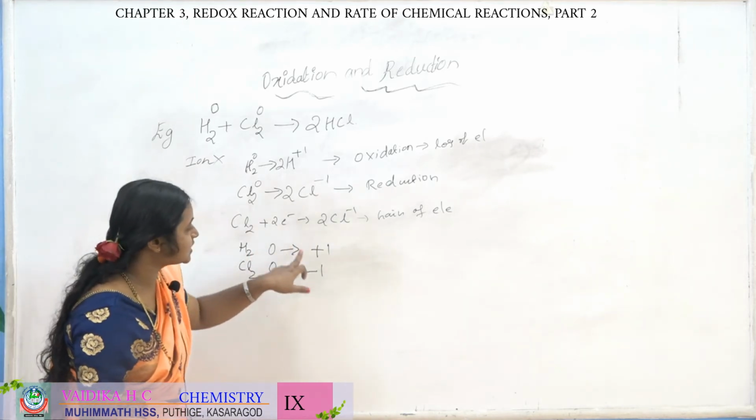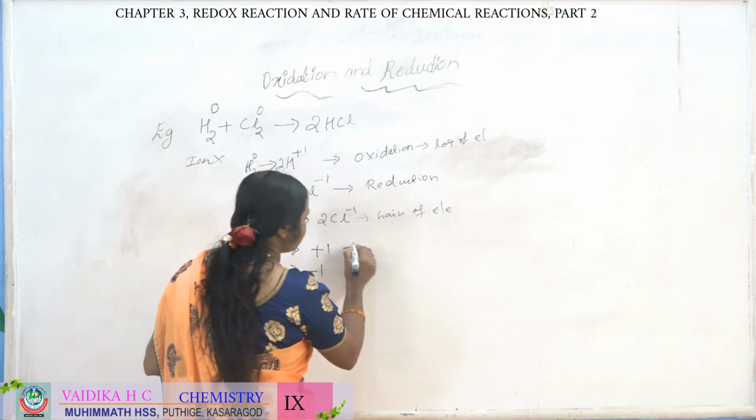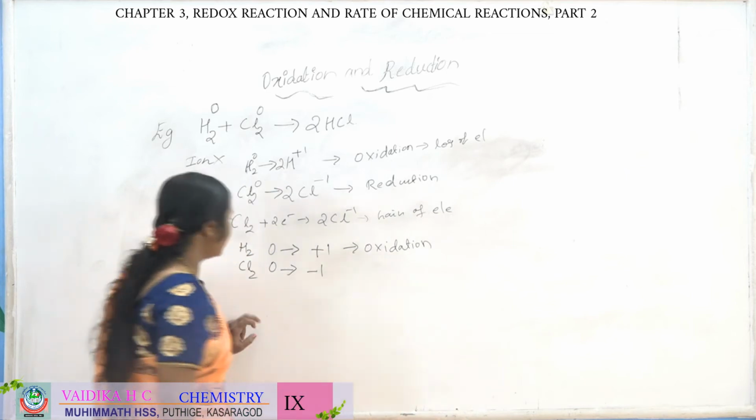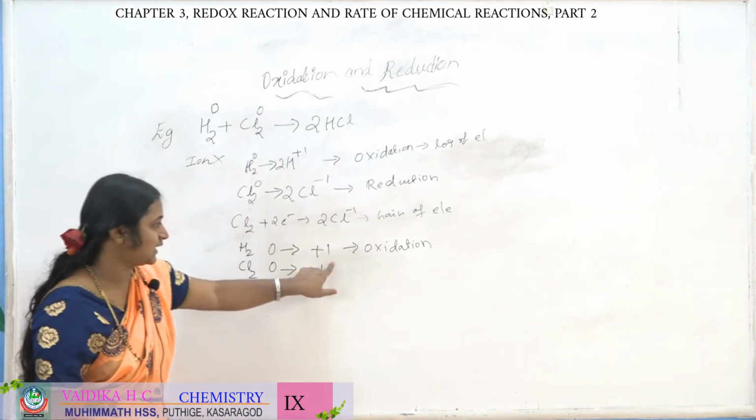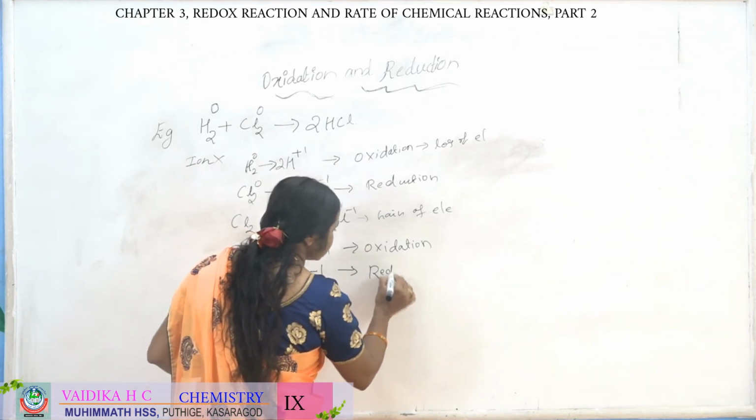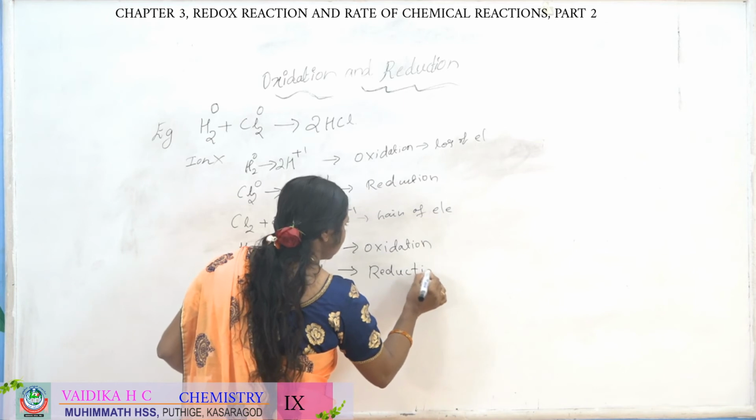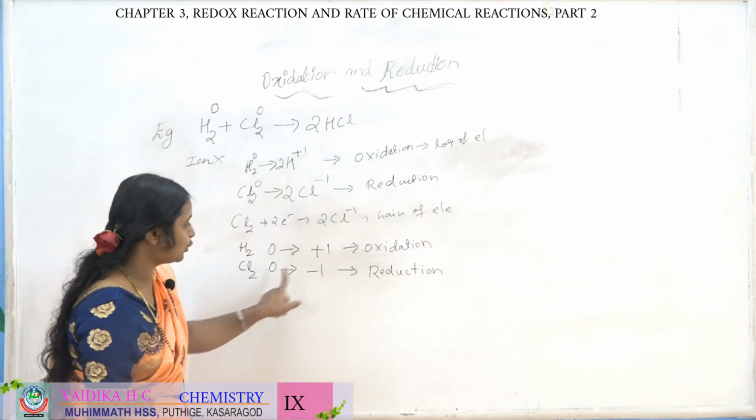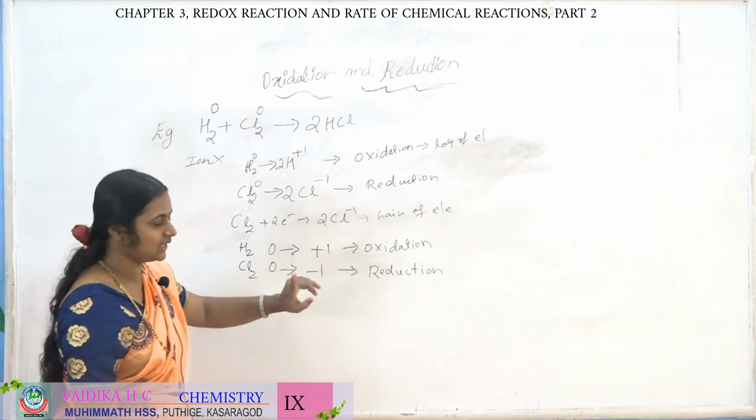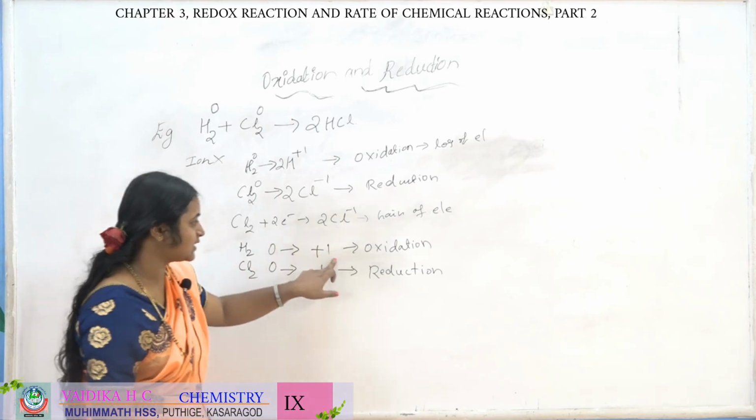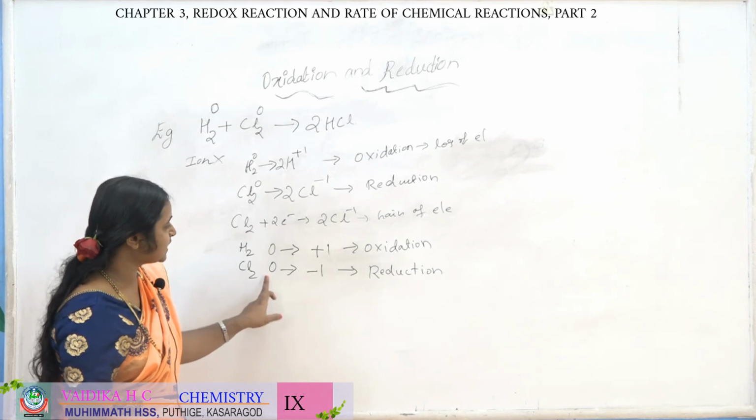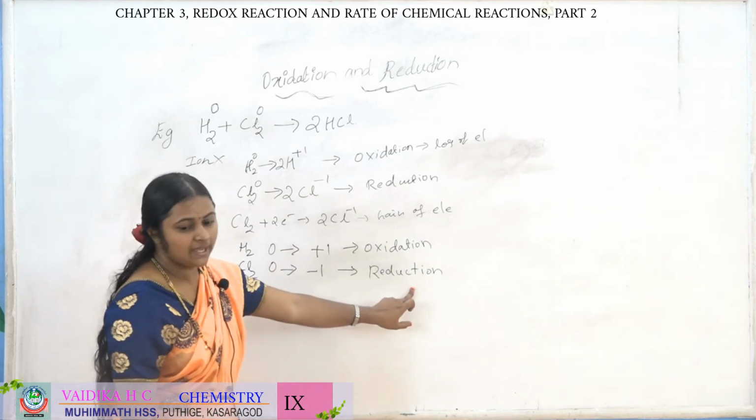If the oxidation number is increased, then the process is called oxidation. If the oxidation number is reduced, then it is reduction. Here you can see 0 to -1 decreased, but here 0 to +1 increased. So if the oxidation number is increased, the reaction is oxidation. If the oxidation number decreased, then it will be reduction.